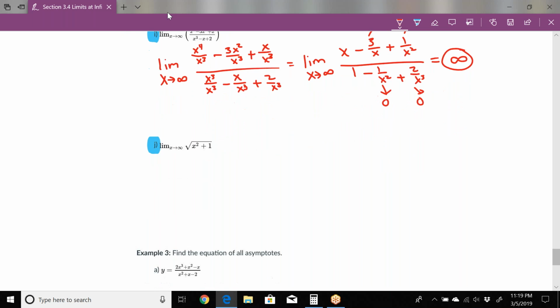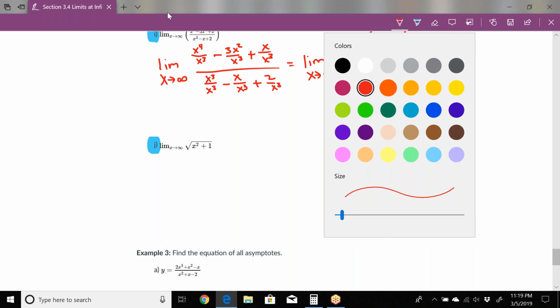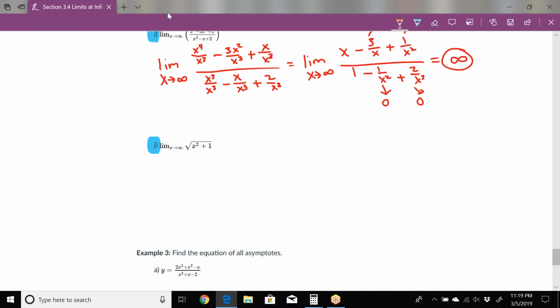All right, and for this next one right here, this is the square root of x squared plus 1. Again, no denominator, nothing to divide by to use our little trick for the zeros. So when we're looking at this, we're just asking ourselves the question, what's happening as x is going to infinity? Because it's going to positive infinity, we're squaring this number and then adding 1. So as x goes to infinity, x squared plus 1 also heads to positive infinity, because it's still going to just keep getting bigger and bigger.